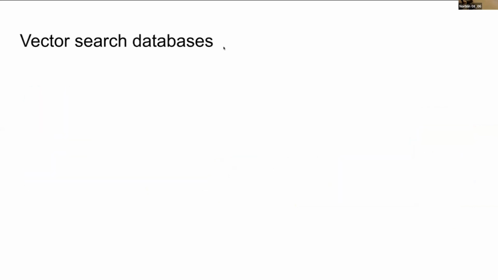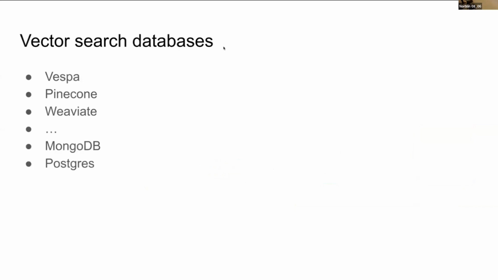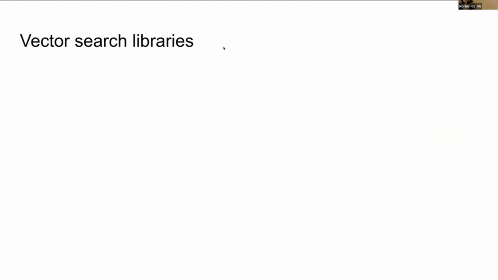And whenever you are building a product which involves vector search, at some point you have to pick a vector search engine. And you could use one of the many dedicated databases which are on the market, for example, Vespa, Pinecone, Weaviate, just to name a few. Or you could use one of the databases which have recently introduced vector search capabilities into them. So that would be like MongoDB, Postgres, or Cassandra. So you can safely pick one of these.